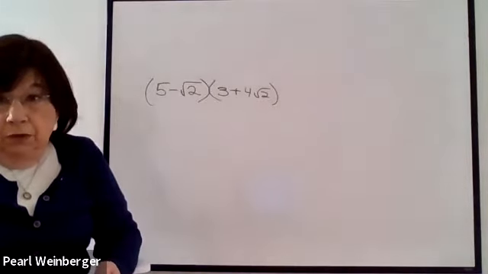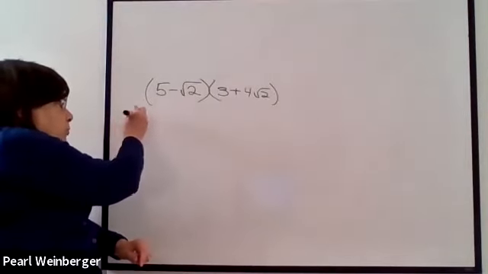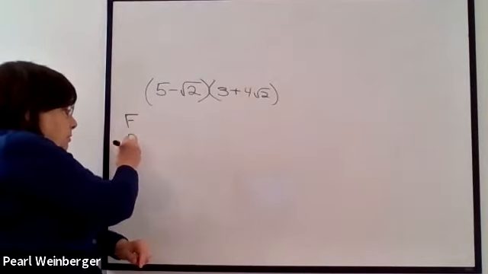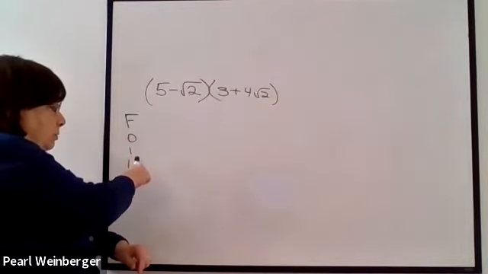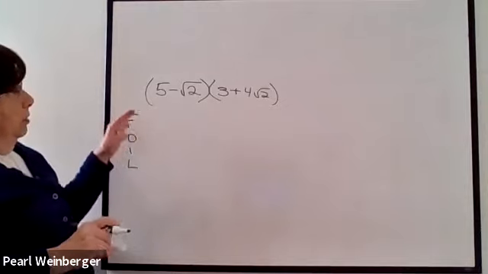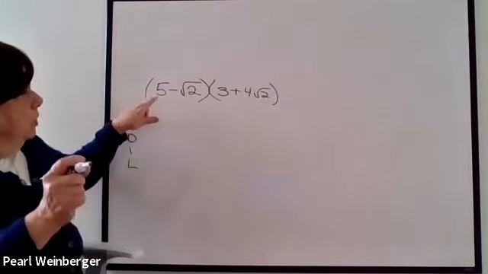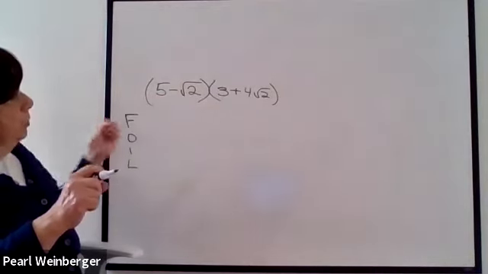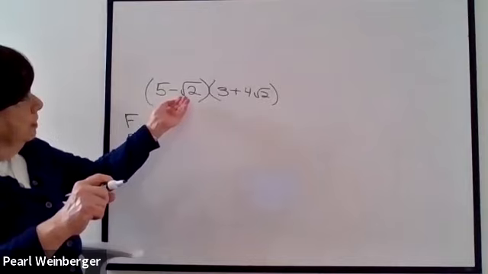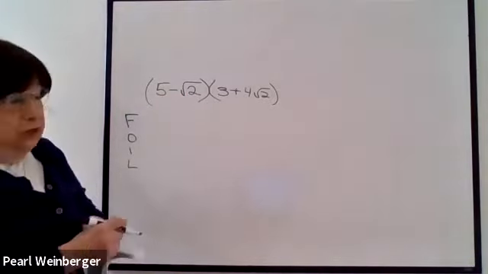Well, we know how to multiply binomials. In order to multiply binomials, we use our process that's called FOIL: first, outer, inner, last. Basically, we use the distributive property twice. We first multiply everything by the 5, and then we go back and multiply everything by the radical 2, and then combine any like terms that we have.